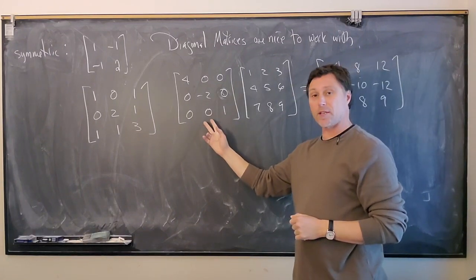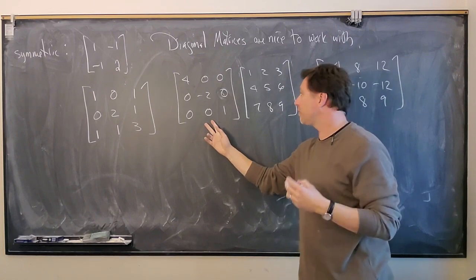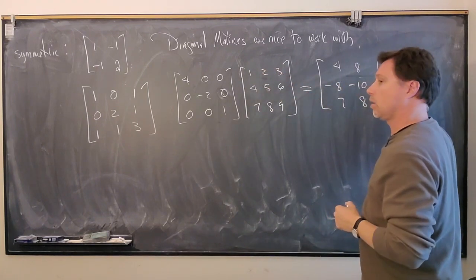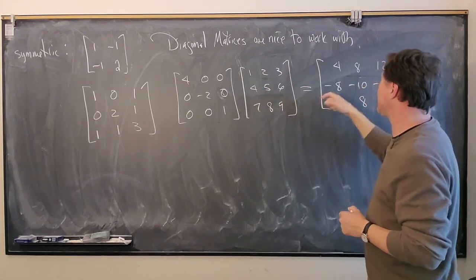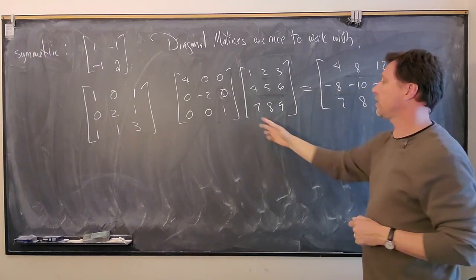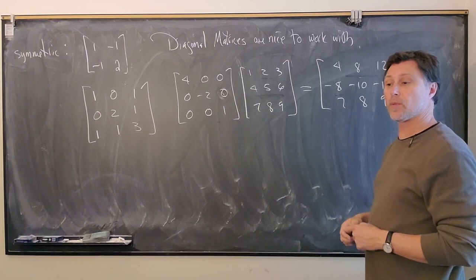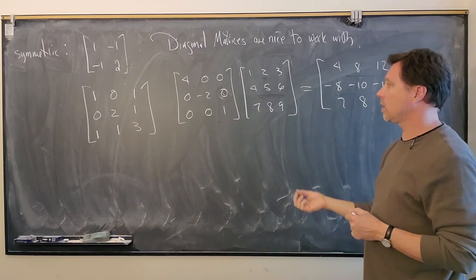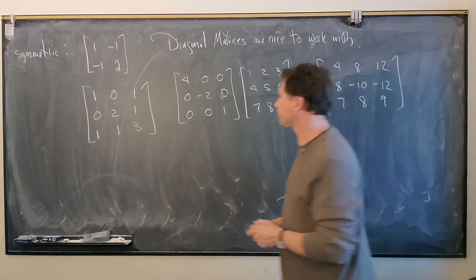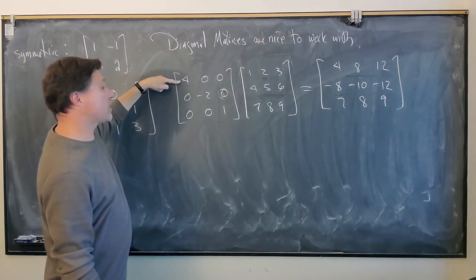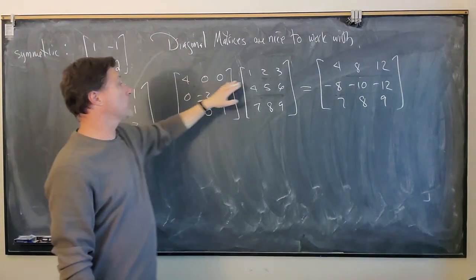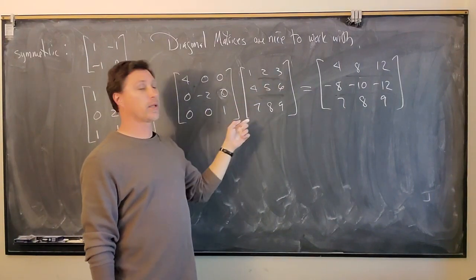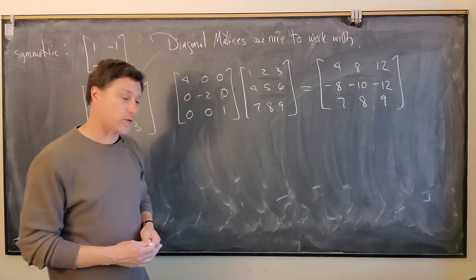Multiplying by this matrix right here had the effect of multiplying the first row by 4. It had the effect of multiplying the second row by -2. It had the effect of multiplying the third row by 1. So this is sort of an amazing fact. When you multiply on the left by a diagonal matrix, the first diagonal entry multiplies the first row. The second diagonal entry multiplies the second row. The third diagonal entry multiplies the third row, and so on if these were bigger matrices.